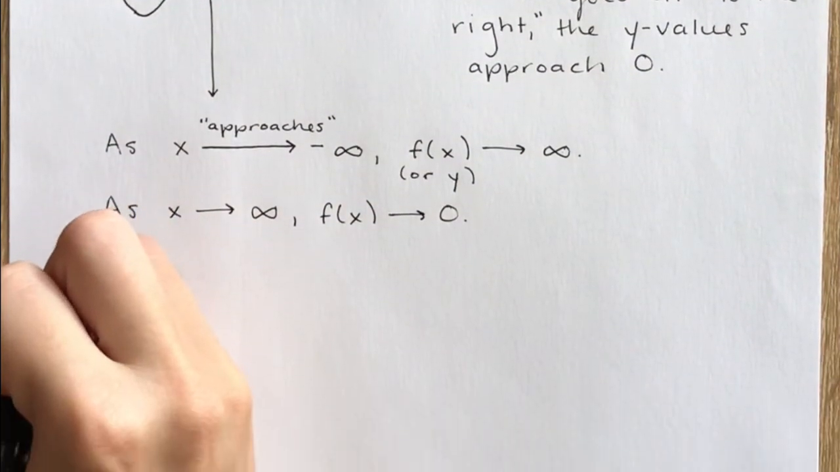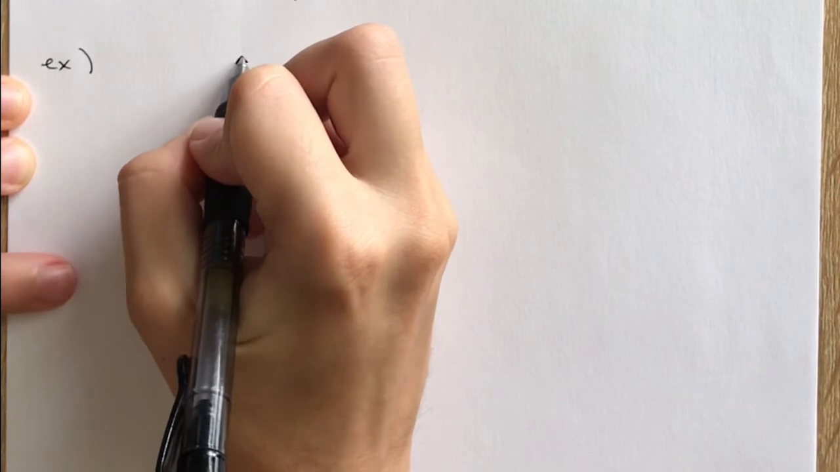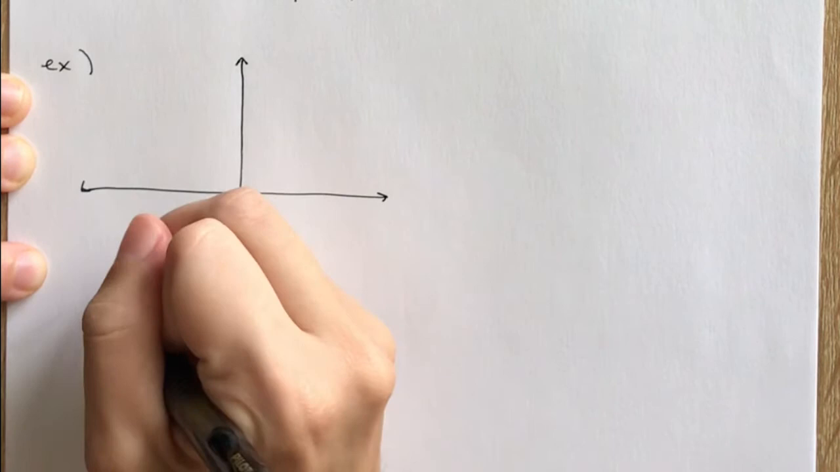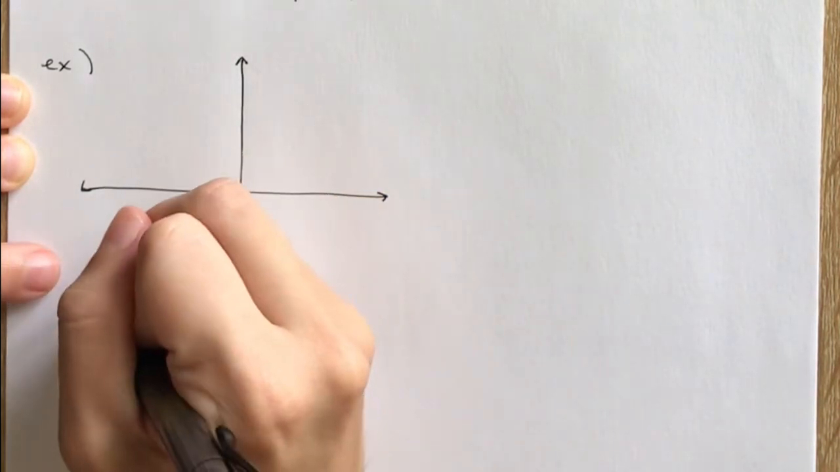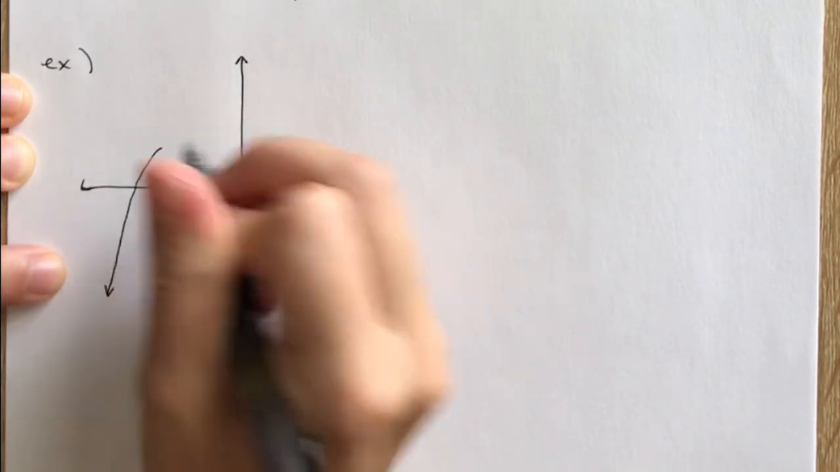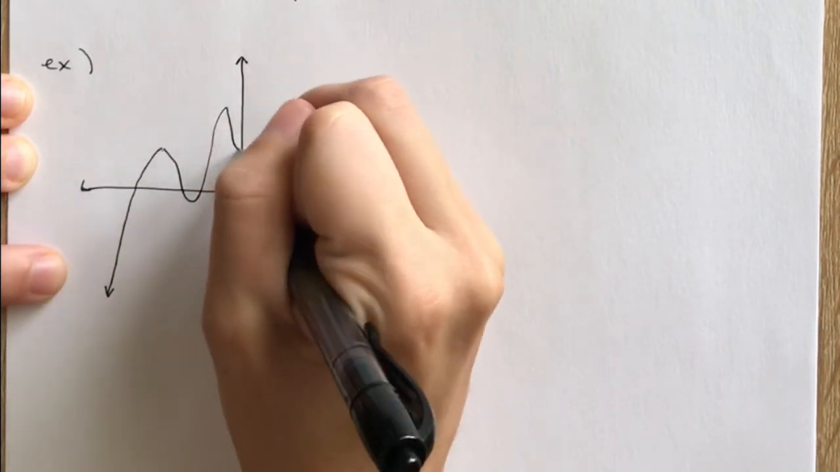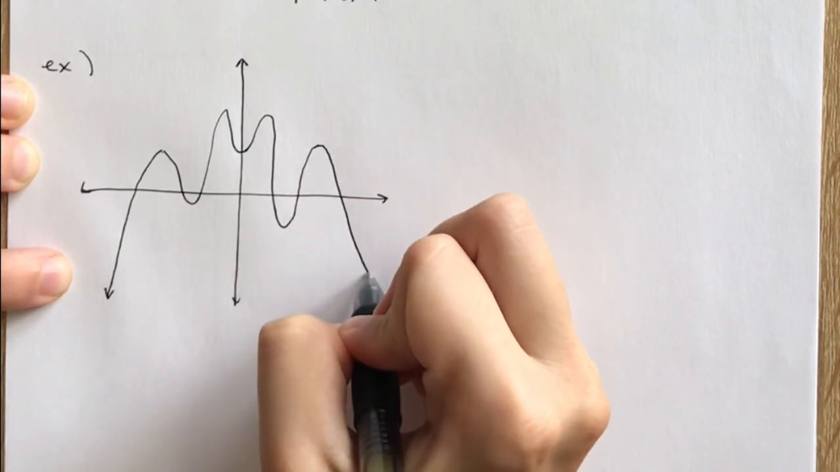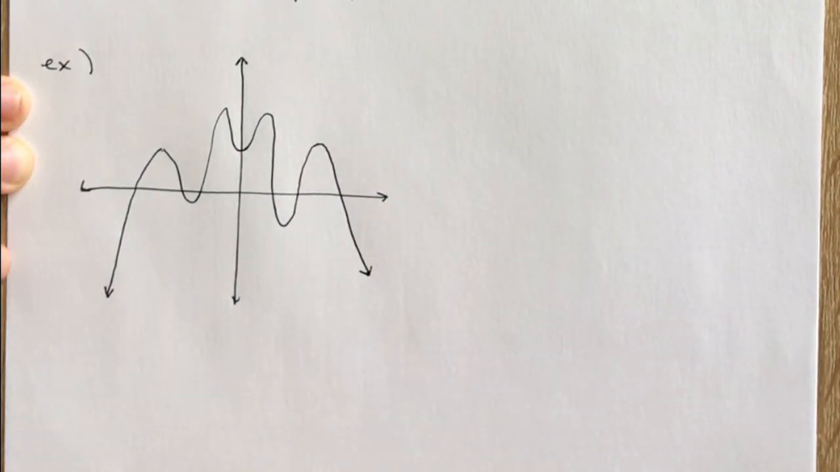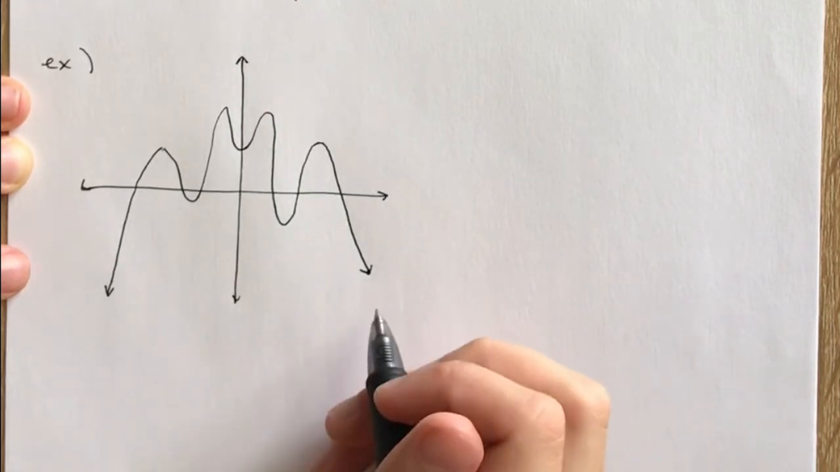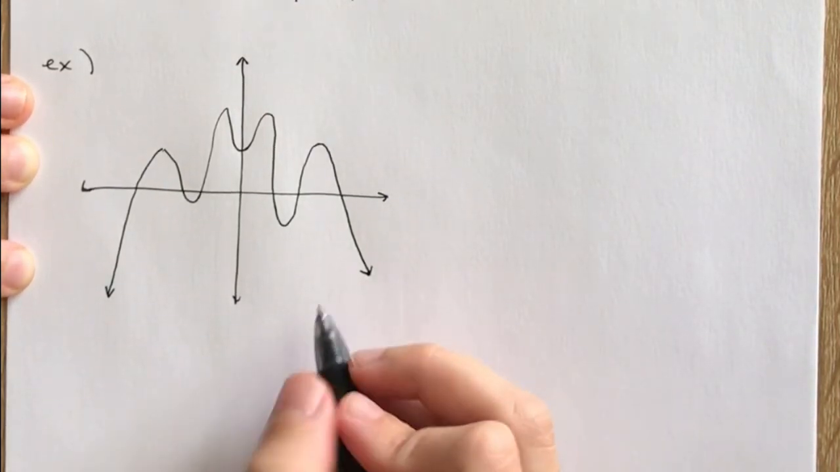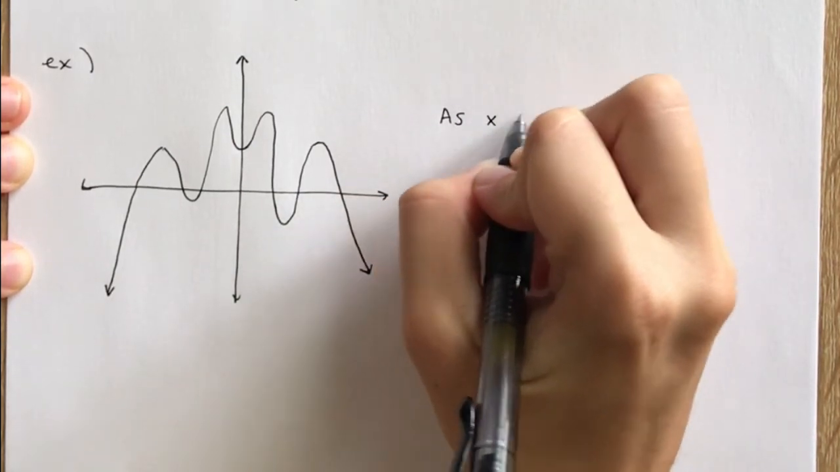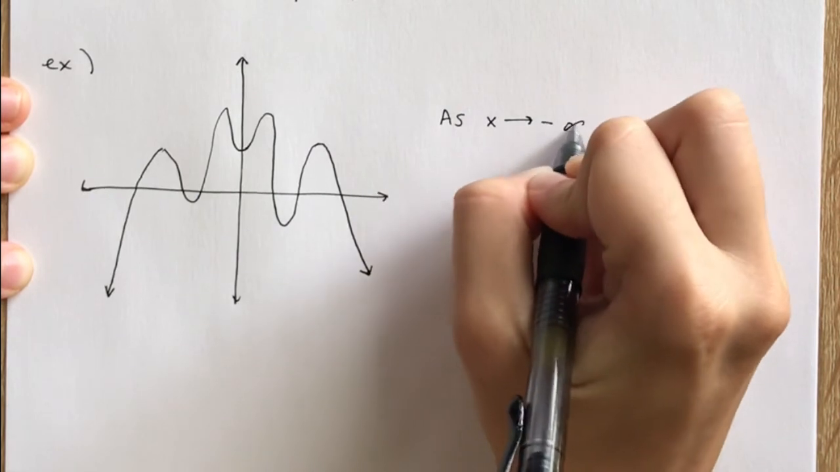Okay, let's look at one more example of this. Let's say I've got some funky graph and it does a bunch of stuff and it doesn't really matter what it's doing, and then goes like this. Crazy graph. Probably a really funky polynomial. What's the end behavior here? So as x approaches negative infinity, what's going on?